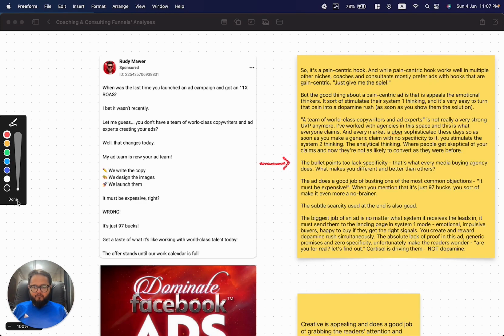So this is the funnel. I think we are done with that. That has been taken out of the way. Now let's read the ad and see what's going on here.